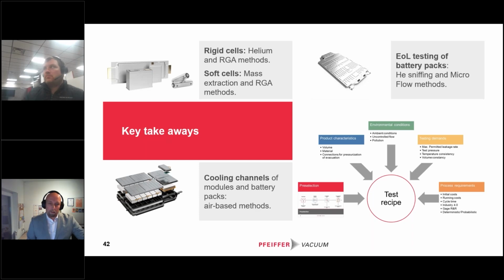On the right, you see again all of the different parameters which have to be considered when you want to define a good test recipe.